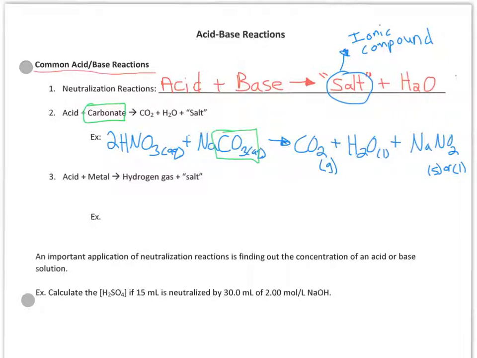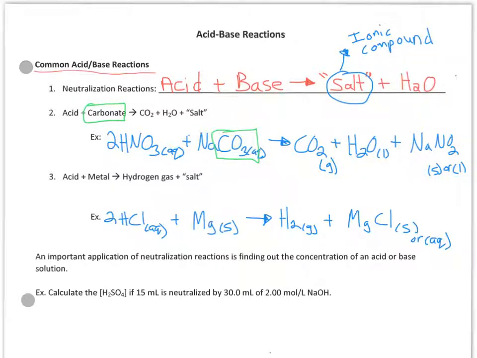The last common acid-base reaction that we're going to look at is reacting an acid with a metal to make hydrogen gas, and once again, that ionic compound we call a salt. So an example would be us taking some magnesium ribbon, solid magnesium, and dropping it in hydrochloric acid, and we get hydrogen gas, so bubbles, and then magnesium chloride is either a solid or an aqueous solution.